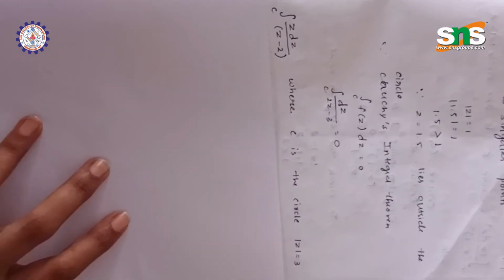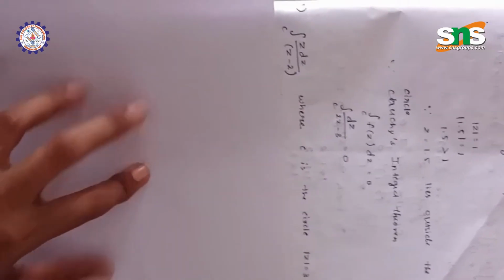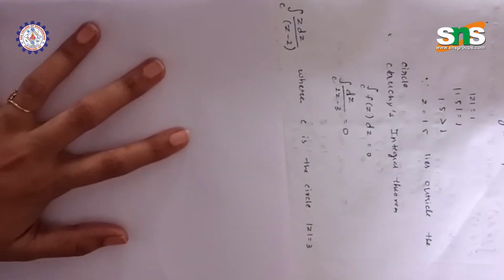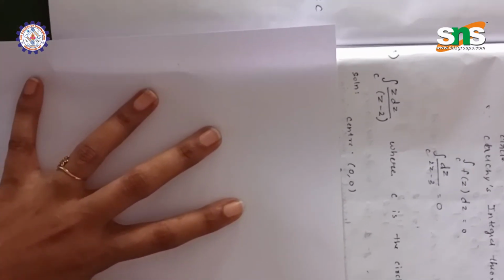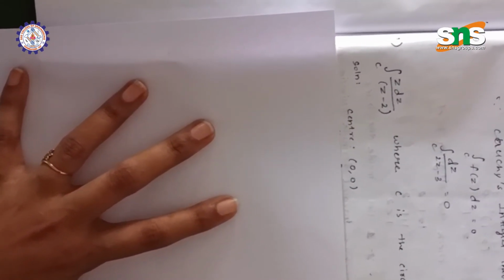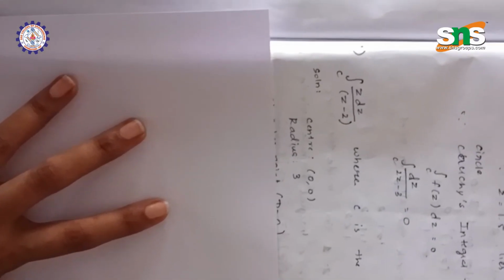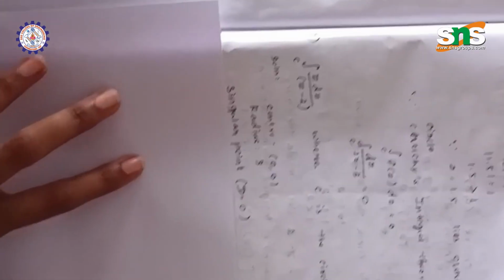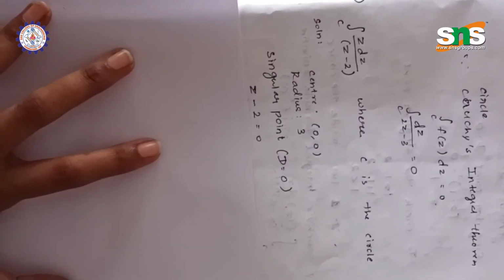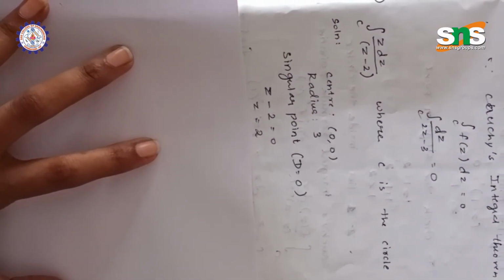Integral over C z dz divided by z minus 2, where C is the circle and our region is mod z is equal to 3. So the first step is to identify the region. The center is 0, 0 and the radius is the right hand side value, that is 3. Next we need to identify the singular points. Just equate the denominator to 0. Here z minus 2 is our denominator. So z minus 2 is equal to 0. Then our singular point is z equal to 2.